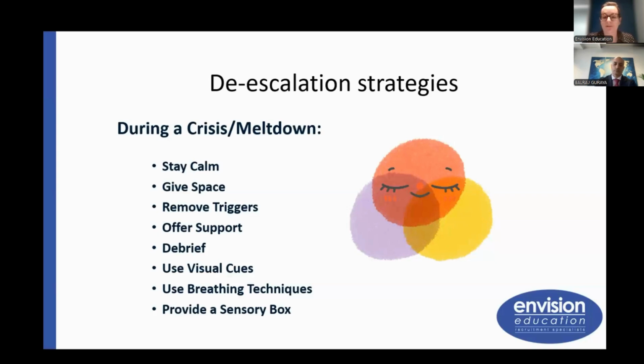So I hope those bits have been helpful here. Again, using those and potentially building your own strategies. It will be different for each pupil that you work with and each school that you work with, but I hope that's been helpful in terms of giving you a bit of an overview from our side. So back over to you, Balraj.